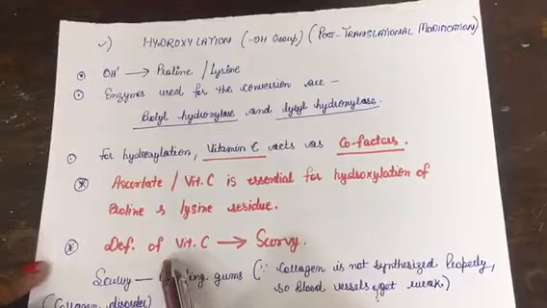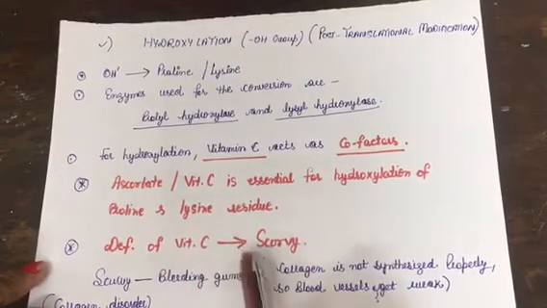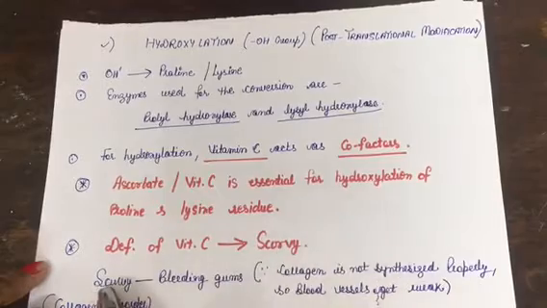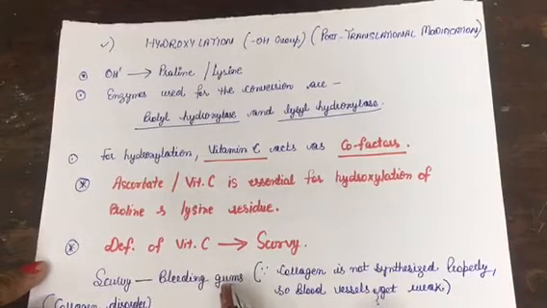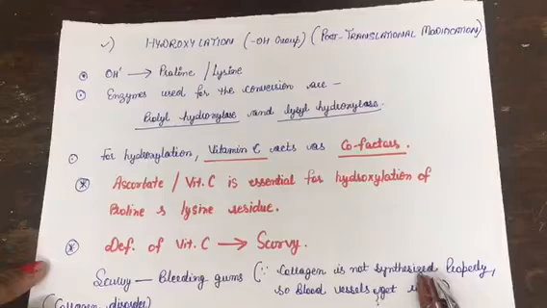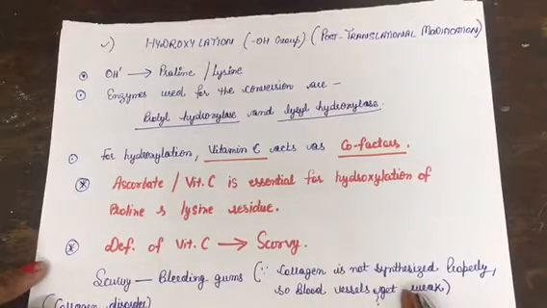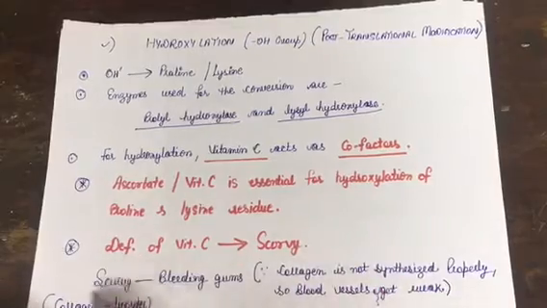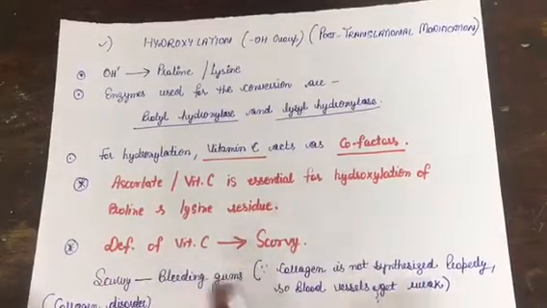And if there is a deficiency of vitamin C, then there is a medical condition which is called scurvy. Scurvy is bleeding gums because collagen is not synthesized properly, so blood vessels get weak and bleeding gums will be there. So this is due to the deficiency of vitamin C.